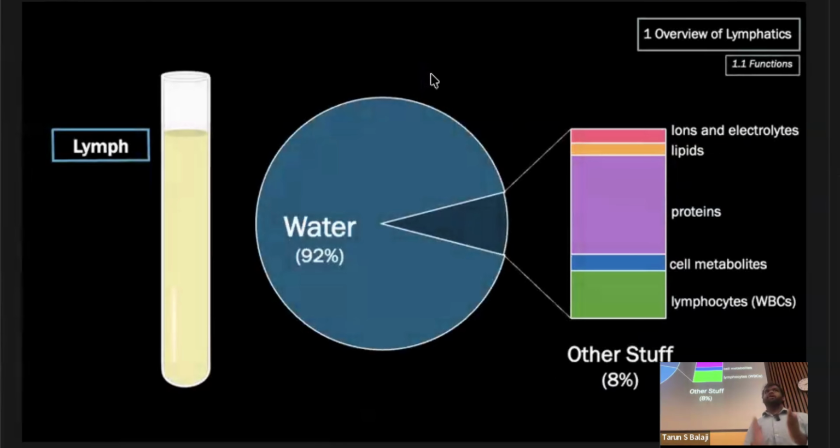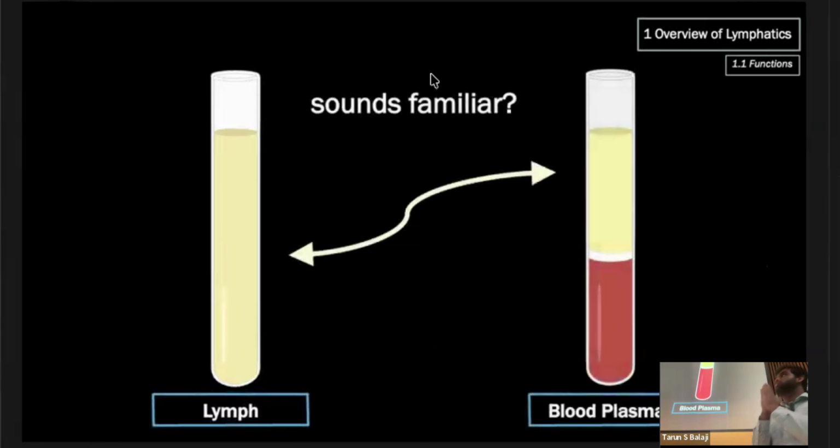Now, what is this ubiquitous lymphatic fluid? It's mostly just water, 92% water, and 8% of it is composed of a bunch of other stuff. There's ions, electrolytes, all your little salts, proteins, and most importantly, some metabolites. Now, what are metabolites? These are products of cellular activities. You've got carbon dioxide, you've got ammonia, and a bunch of lymphocytes. Now, this composition might sound super familiar. That's because it's basically just blood plasma with a little more waste in it.